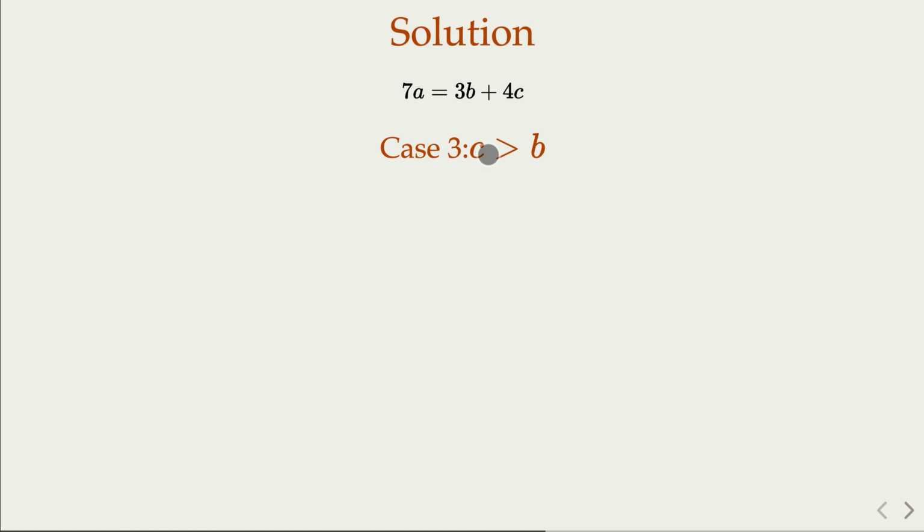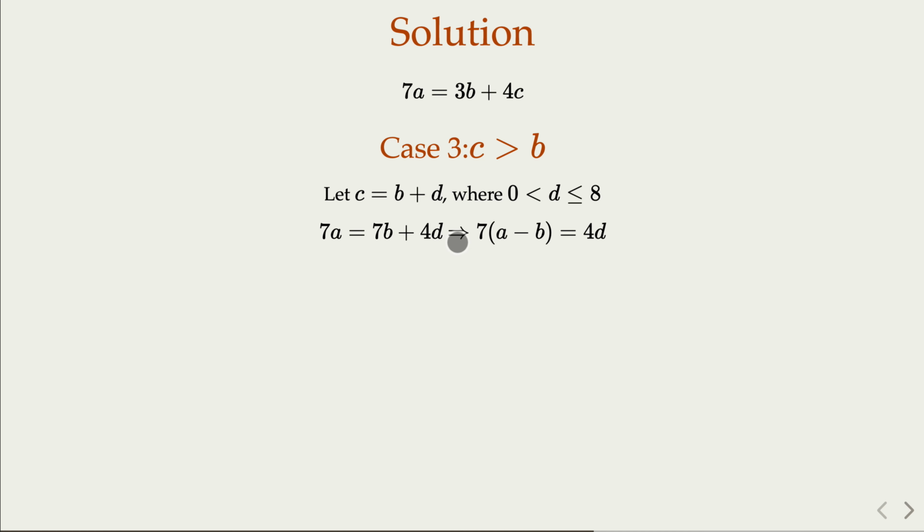Now similarly, the third case is where B is smaller. In that case, C is bigger, so use the same trick. C is going to be B plus D, where again D is positive but less than or equal to 8. Plug in the equality, what we get is this. With a similar argument, we get this. So we say that 7 must divide D, so D can only take one value again, that is D equals 7, and A minus B equals 4.